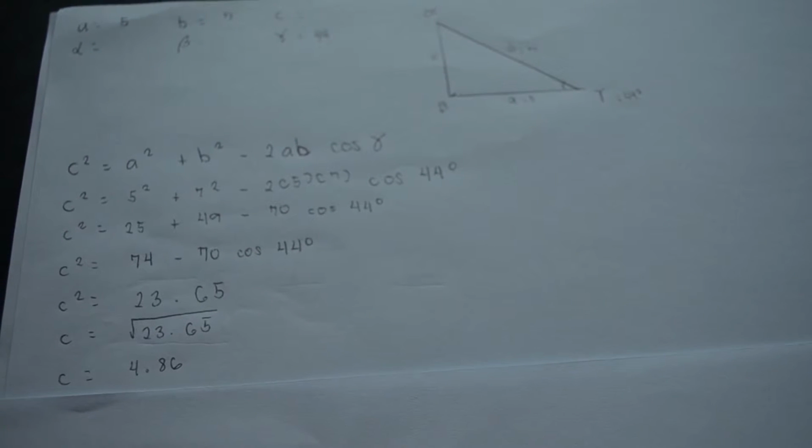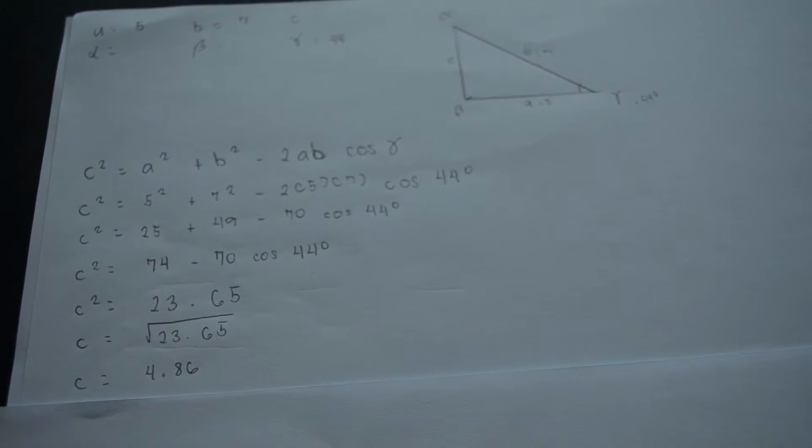Now we'll use the calculator to solve this. So c squared equals 23.65. c is squared, so c equals the square root of 23.65. So c equals 4.86. Now we have our c. We can now solve for alpha.